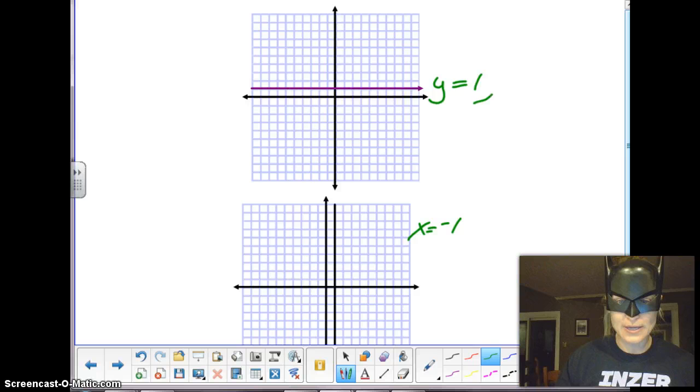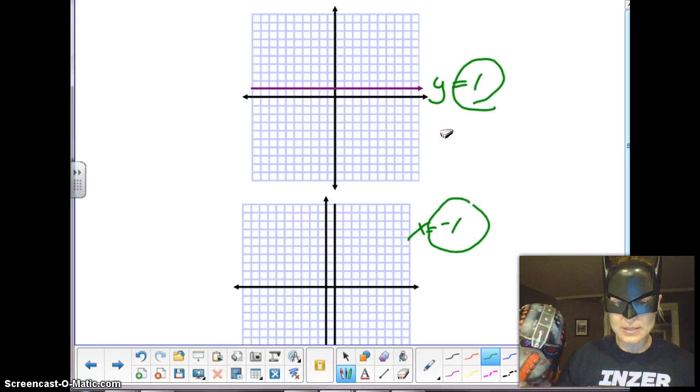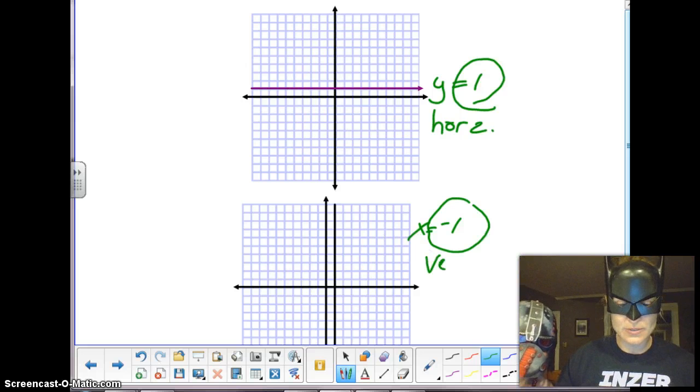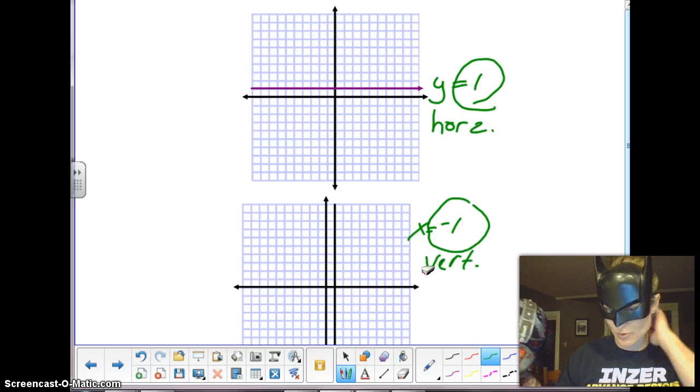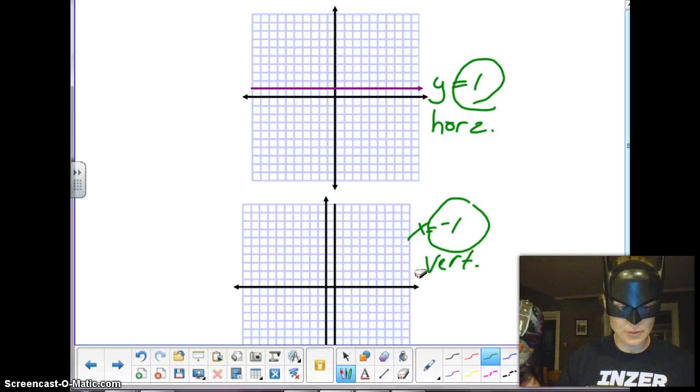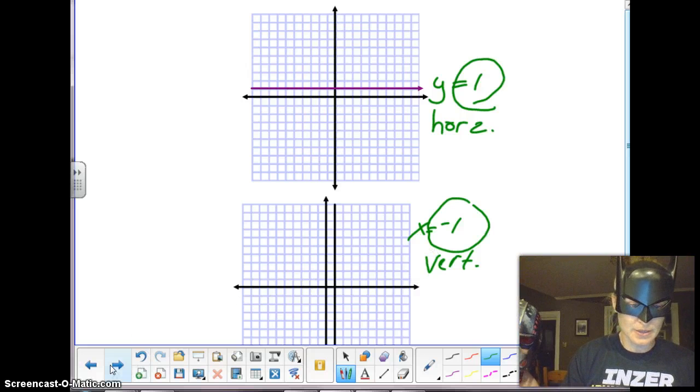So these are called constants because there's no variable with it, right? Constants will always give you a horizontal and vertical line. If you have a y equals, it gives you a horizontal line. And if you have an x equals, it'll always give you that vertical line, which makes it, hopefully you remember, not a function.